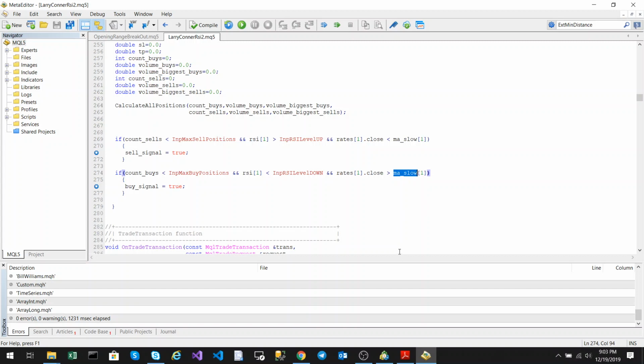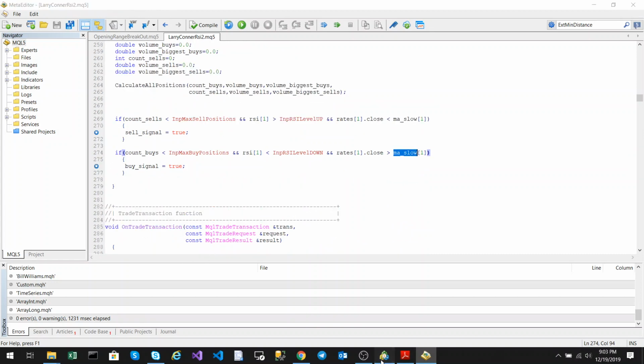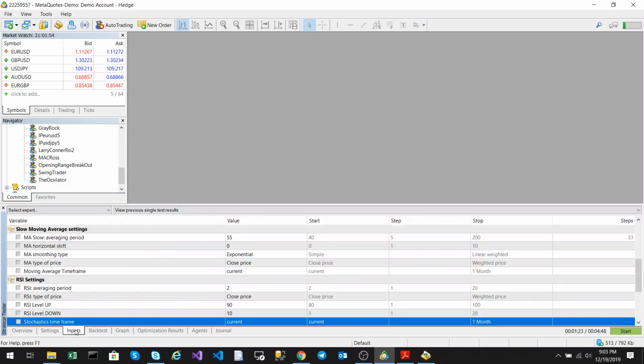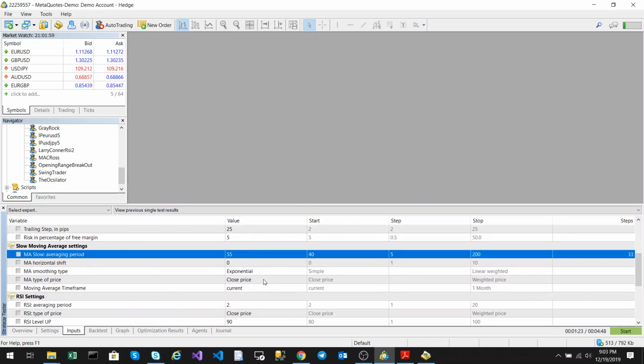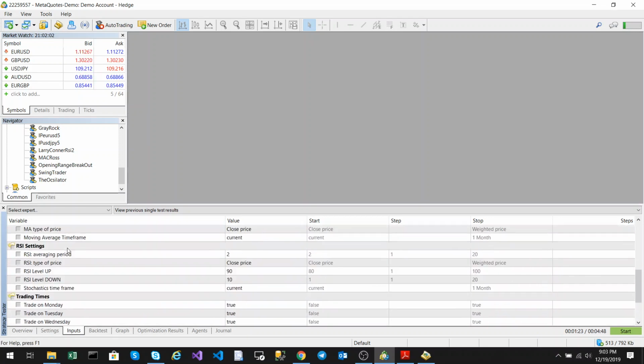The original Larry Connors RSI strategy uses the 200-day moving average. I've adapted it a little bit to be a scalping strategy and changed the moving average to be the 55-day exponential moving average, and we keep the RSI2 the same.